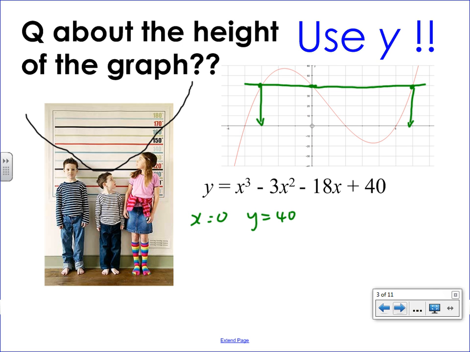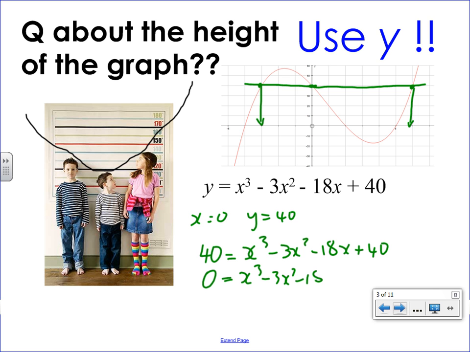Maybe I could solve the equation. Let's say y is 40. I wonder what x is. That's the equation I need to solve. I know what y is, I don't know what x is. I could take 40 off each side. I could factorise out an x here. Does that factorise? 2, 9, 3, 6, 3 and 6? Yeah.